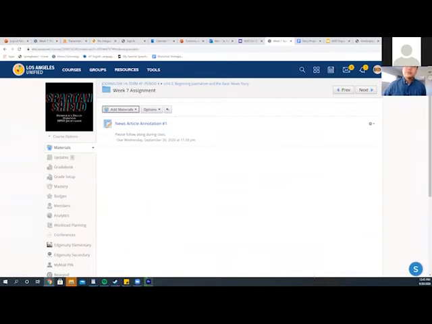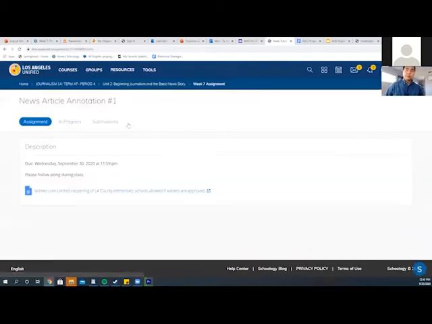Go to Schoology and click on this one, news article annotation number 1. Click on it. And for this assignment, we are going to do it together in class. So as long as you follow along and highlight what I highlight and type what I type, you'll get full credit. Okay, so as long as you follow along, and you're going to submit it at the end of the class. So I'm gonna give you a minute to get this open.